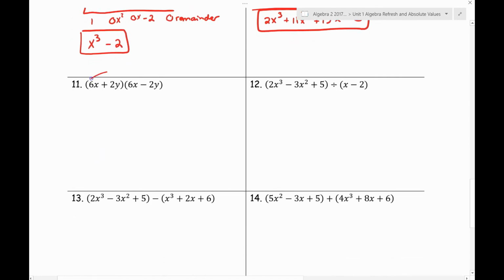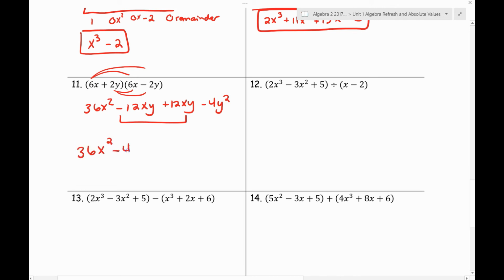And now number 11, we're going to distribute again. 6x times 6x is 36x squared. 6x times negative 2y is negative 12xy. 2y times 6x is positive 12xy. Remember, I want to put it in alphabetical order. So it's not going to be yx, it's going to be xy. 2y times negative 2y is a negative 4y squared. My middle terms here simplify and reduce to 0, so I'm left with 36x squared minus 4y squared.